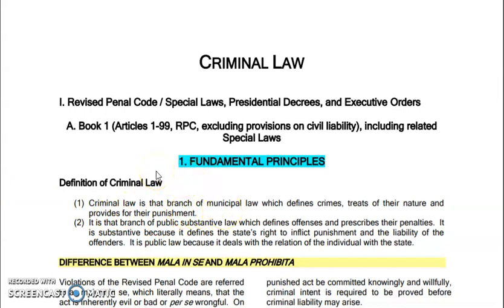It is also that branch of public substantive law in a sense that it defines the state's right to inflict punishment and the liability of the offenders. It is public in a sense that it deals with the relation of the individual with the state, because these crimes are acts against the state.